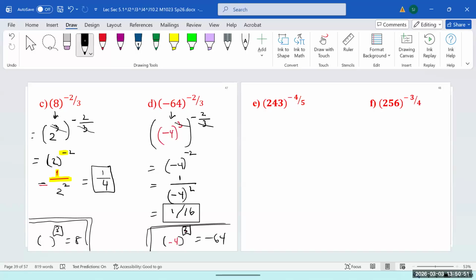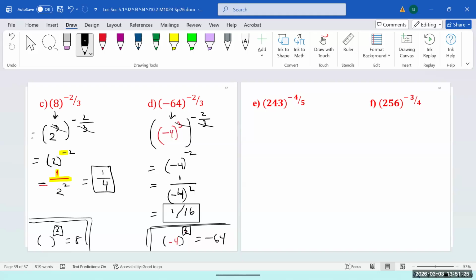The 4 still stays negative under the 1. So the 2 becomes positive, but the 4 still stays negative. Yes, because this is -4 as a base, and the 2 becomes positive because it's the power. Negative power means a fraction, the entire thing a fraction. So they have different roles. The negative on the base means multiply the base many times, and the negative on the power means make your result a fraction.